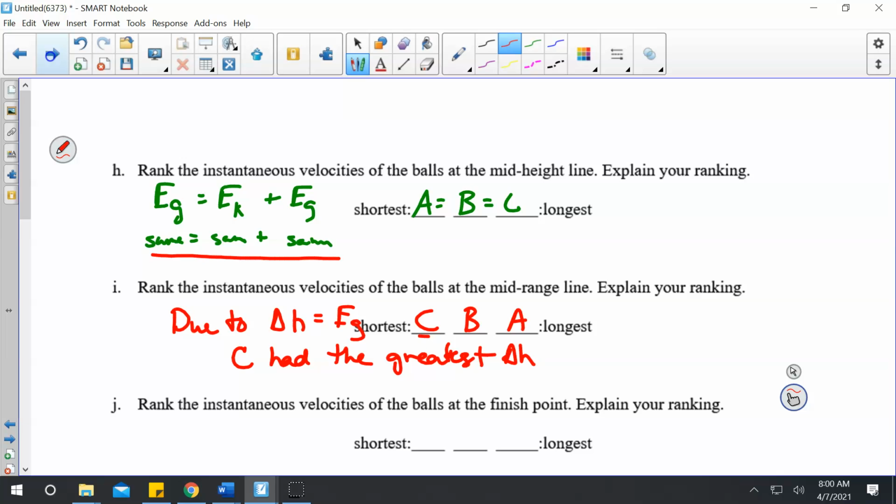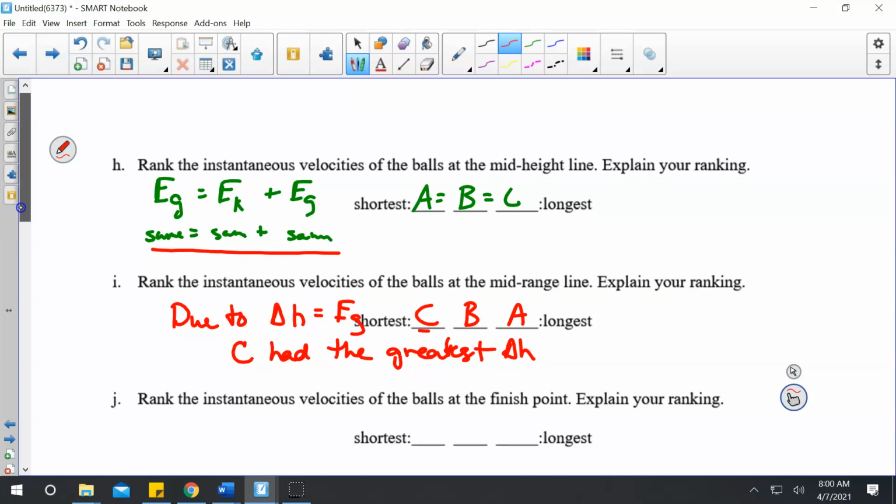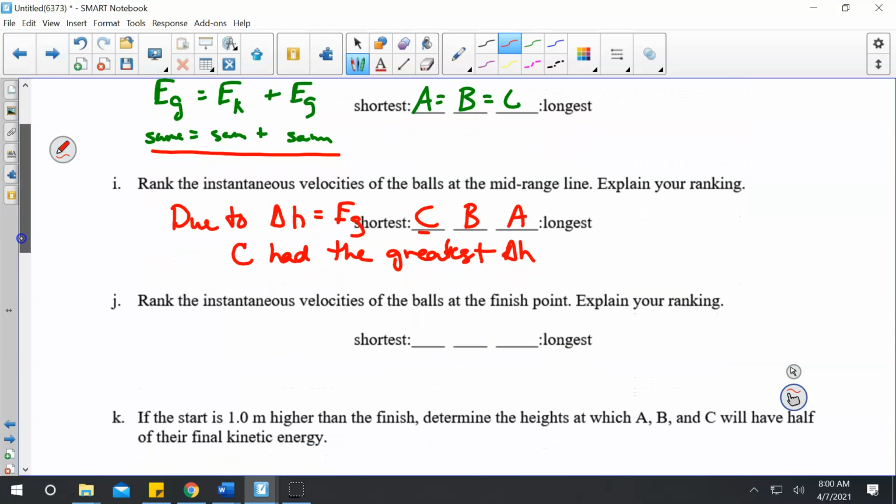Then it says for J, they want you to rank the velocities at the finish point. At the finish point, since they all have the same change in H, which your energy is being stored from gravity to kinetic, these should all be identical again. Okay? So that should get you started with that worksheet.